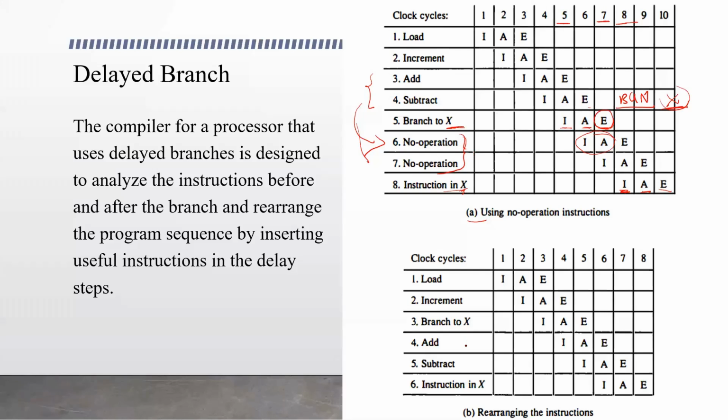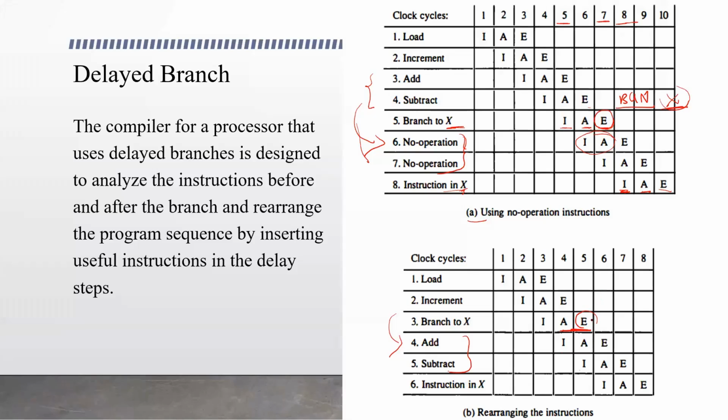If some useful instruction can be identified and moved here, it would be helpful, right? Those two clock cycles can be utilized well. So the compiler moves those instructions here, add and subtract. When the branch address is being identified, during these phases, instead of the pipe being empty, these two instructions, add and subtract, can be executed.